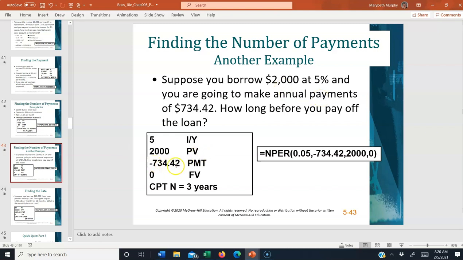Minus $734.42 is your payment. It's a negative because the cash is going out to make that payment. Future value is 0. We're going to do CPT, compute N, and it should come up to 3 years. In Excel, we're going to do the number of periods. Interest rate is 0.05. Payment is minus 734.42. Present value is 2,000. Future value is 0. And that should again also give you 3 years.